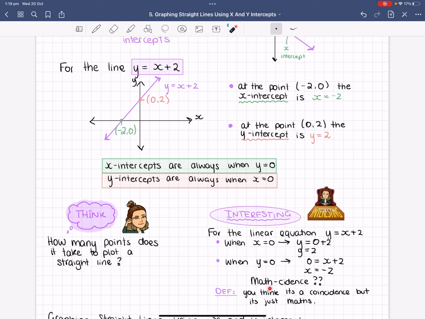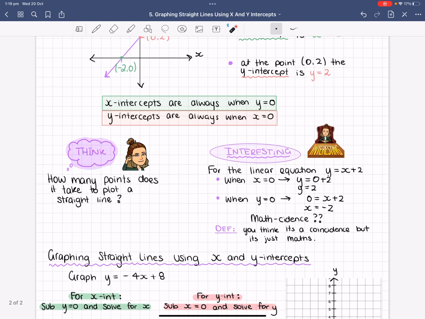Mathsident. So you think it's a coincidence, but it's just maths. Mathsident, funny. I know, I literally just made it up and I think I'm hilarious.